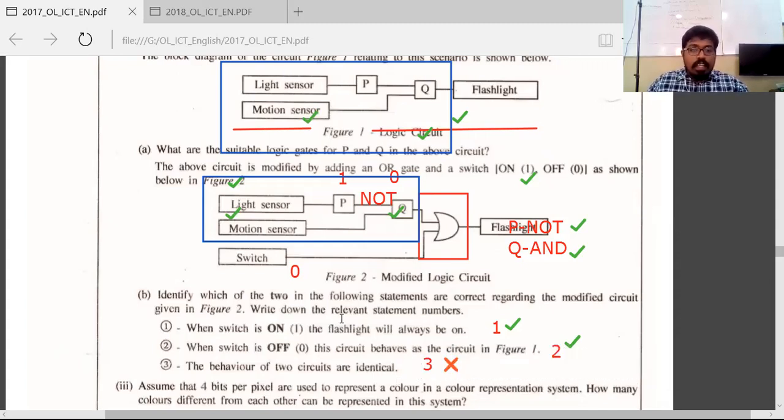But they ask to write down the relevant statement numbers. So your answer for the B part will be: write B, and say 1, 2 only. So 1, 2 only is your answer. That is for the 2017 paper, Roman number 2 of question number 1. So that's the end of the 2017 paper.